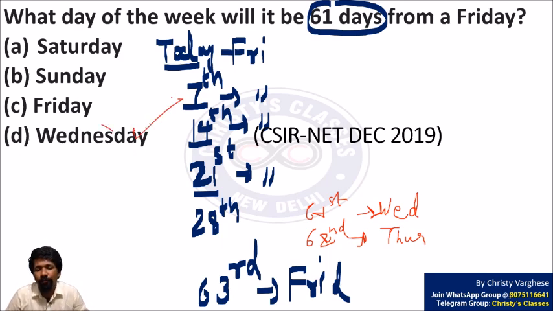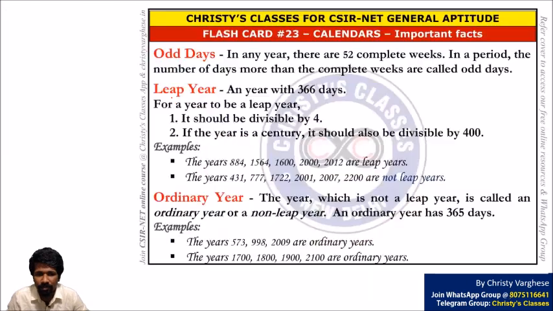Wednesday. So option D is the answer. Some of you may have done the 56th day first and then counted 57, 58, 59, 60, 61. But that takes more time because you have to count 5 days forward. You can save a little more time if you go to the 63rd and then go backward. So multiple of 7 is the concept.